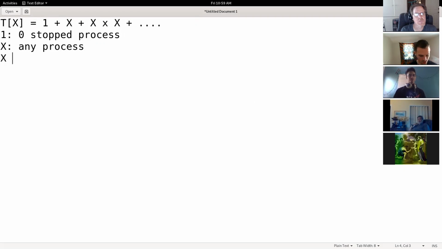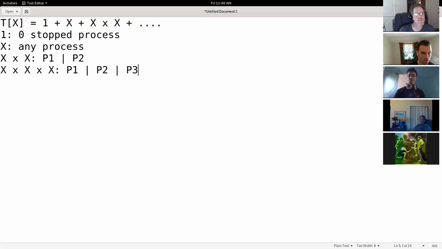But then like X cross X would be any two processes you want in par with one another, or at least this is how I'm understanding it. So it'd be like a P1 par P2 or something like that, where P1 and P2 can be literally any process you want. So like a receive and a send is the example that he gave in the slides. And then, so on and so forth, right? Like for a three-array term, it would be like any process P1 in par with any process P2 in par with any process P3. And we could just do this for as long as we want, basically.